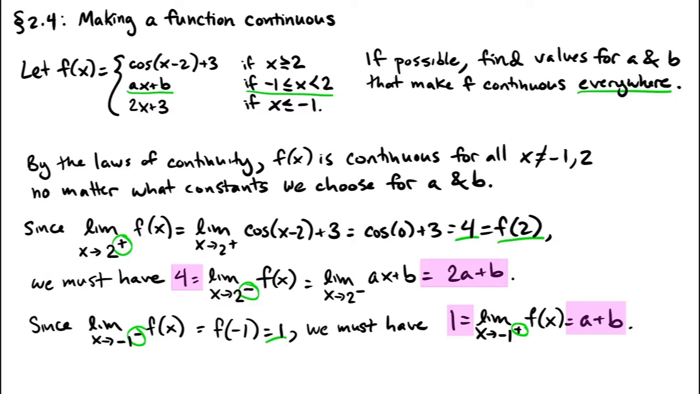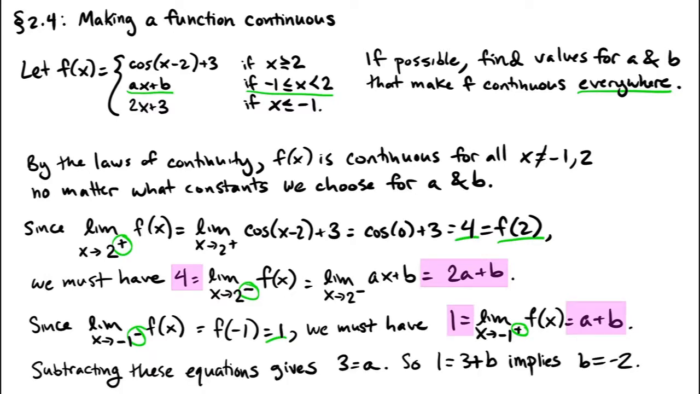As I alluded to before, there's more than one possible way to do this. My preferred solution would be to subtract these two equations. And when you do this, you get 4 minus 1 on the left, and you get 2a plus b minus a plus b, that's just a. So 3 equals a. And once you've solved for either of the two values, then you can use one of the equations to solve for the other.